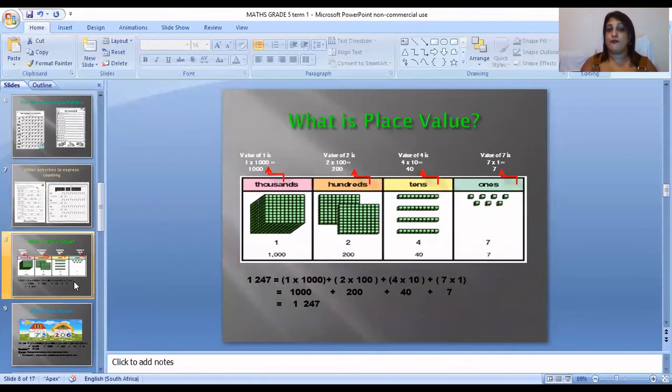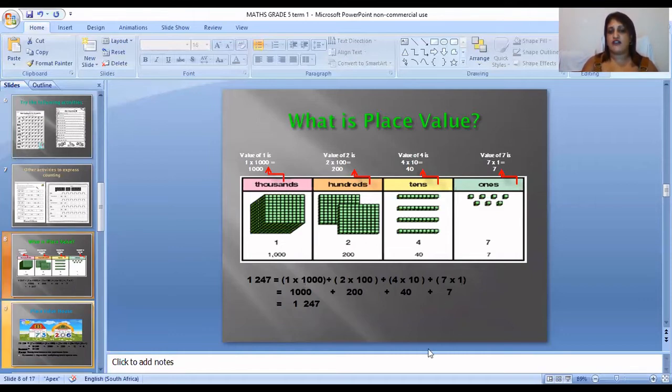Now we're moving on to place value. What is place value? When we look at a number, we need to know the value of each of those digits before we read that number, or we won't be able to read a specific number. Now we're going back to grade 4 work. Here we are looking at the value of numbers up to 1,000.